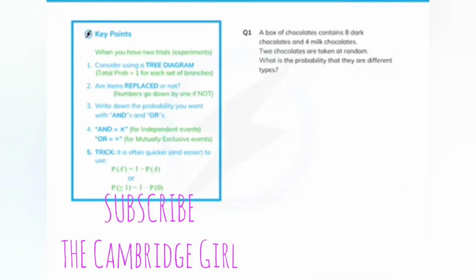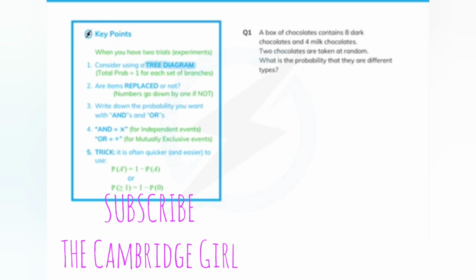So in this tutorial we're going to look at combined probabilities, which is what you have to deal with when you have more than one thing happening. So two trials, if you like. Remember, a trial is an experiment, a probability experiment. And ways you might approach this are, well, you might use a tree diagram.